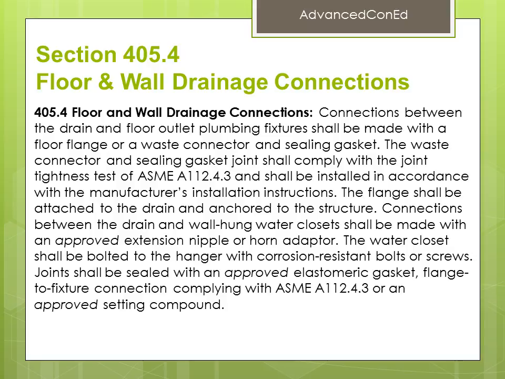Connections between the drain and wall-hung water closets shall be made with an approved extension nipple or horn adapter. The water closet shall be bolted to the hanger with corrosion-resistant bolts or screws. Joints shall be sealed with an approved elastomeric gasket, flange to fixture connection complying with ASME A112.4.3 or an approved setting compound.